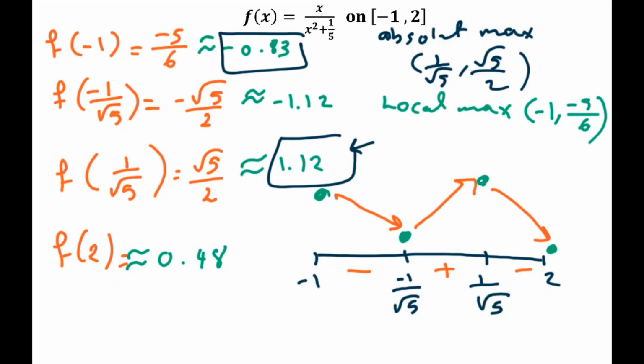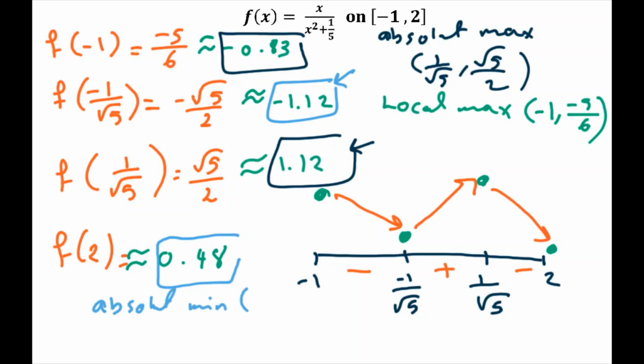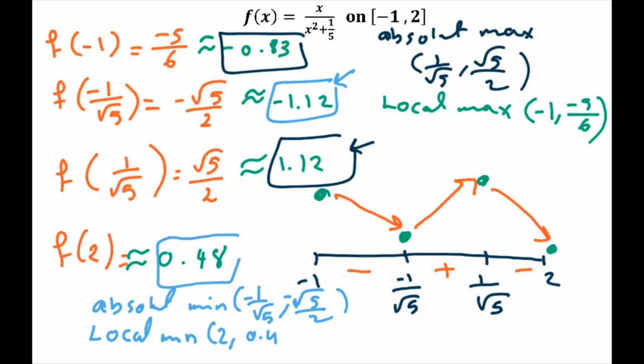Now we will talk about the minimum here. We have this is minimum and this is minimum. This one is smaller, so this one is going to be the absolute. So I have absolute minimum at negative 1 over square root of 5 comma negative square root of 5 over 2, and local minimum at 2 and whatever answer here, 0.48.